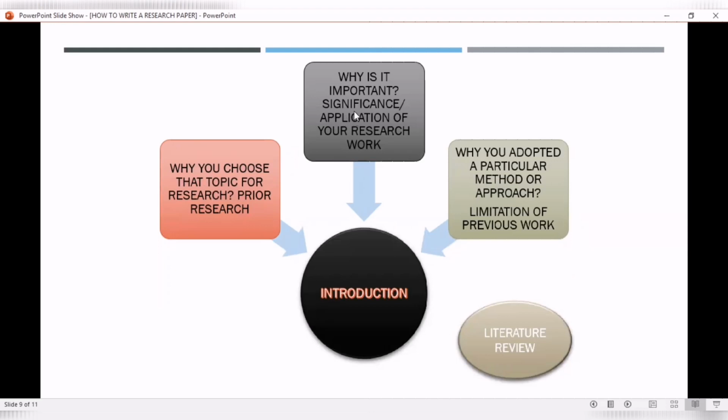Why is it important? Significance. To answer this question, your introduction must include the significance, importance, and application of your research work. And the third question is why you adopted a particular method or approach. So why did you adopt a particular methodology?